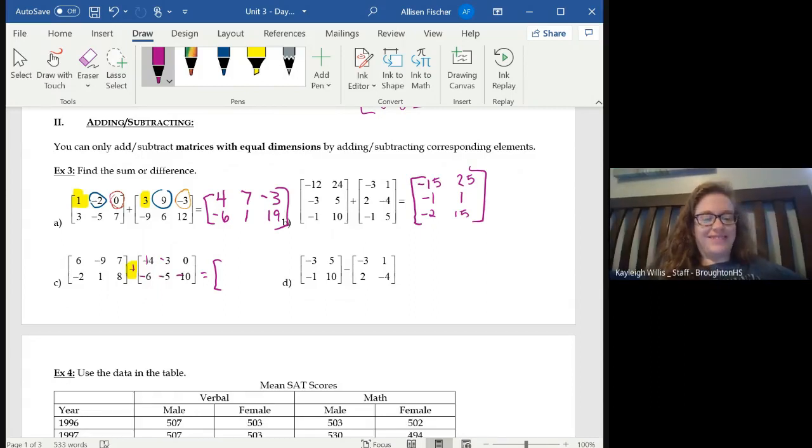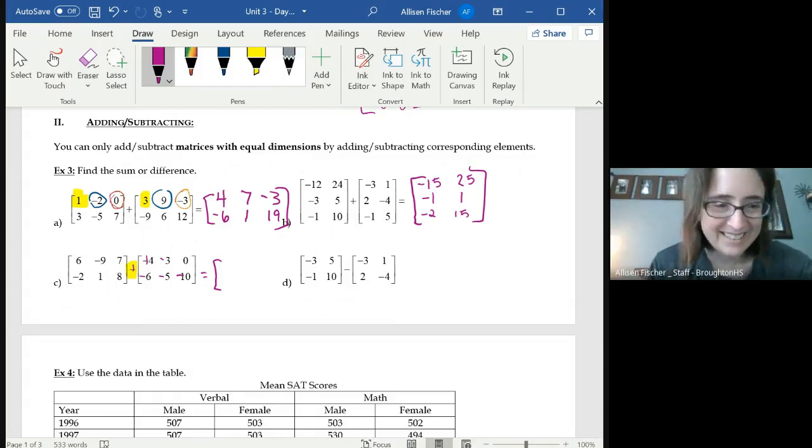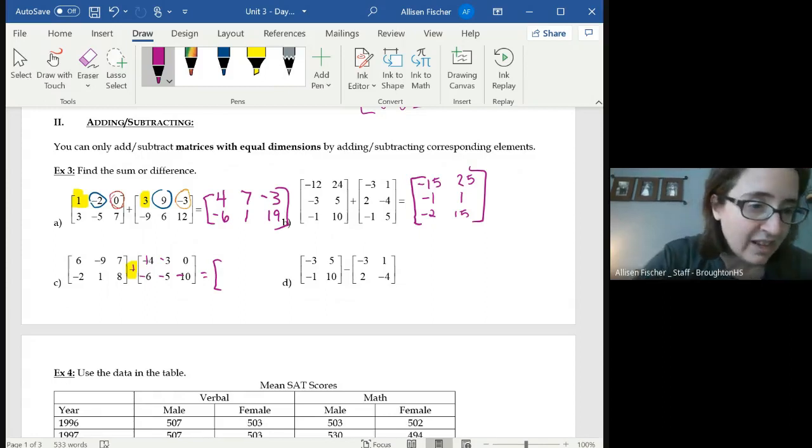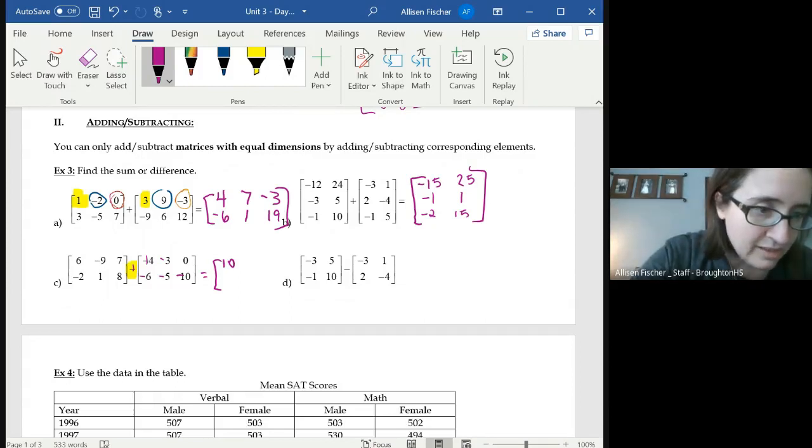Oh, okay. How's that sound? That sounds good. That made it way easier for me. Okay, great. So now your brain naturally likes to add. So now you have an addition problem. All right, so now you got 6 plus 4, 10. Negative 9 plus negative 3. 7 plus 0. Sorry, my handwriting's sloppy. Negative 2 plus negative 6. 1 plus negative 5. 8 plus negative 10.